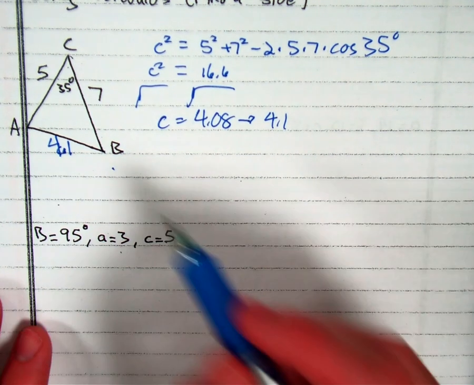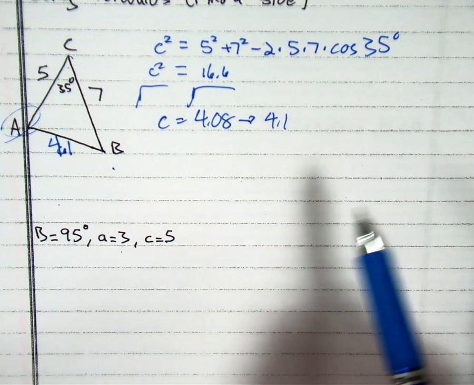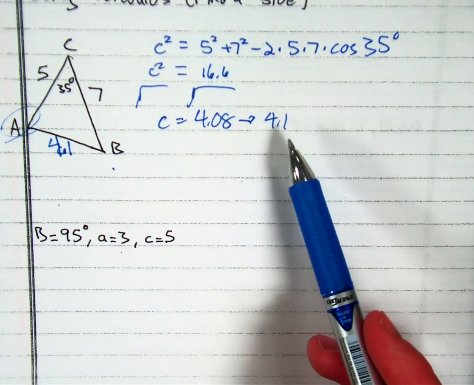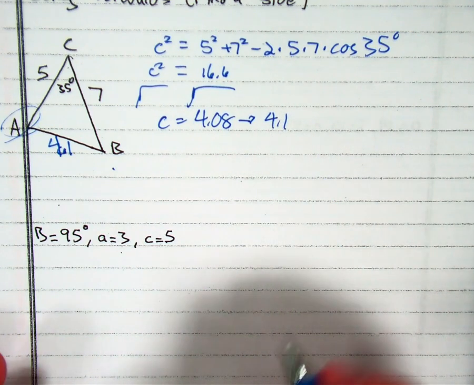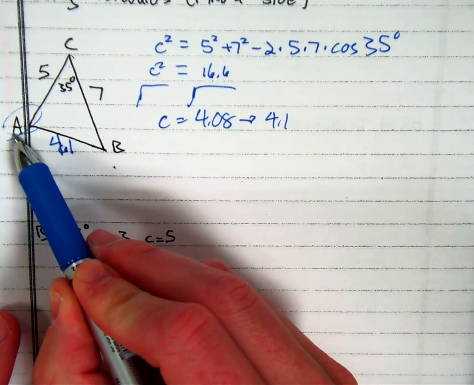Alright? Then let's go get angle A. Oh, the nice part about law of cosines, you only have to do it once, and then you switch to the law of sines. Okay? So let's go get A.